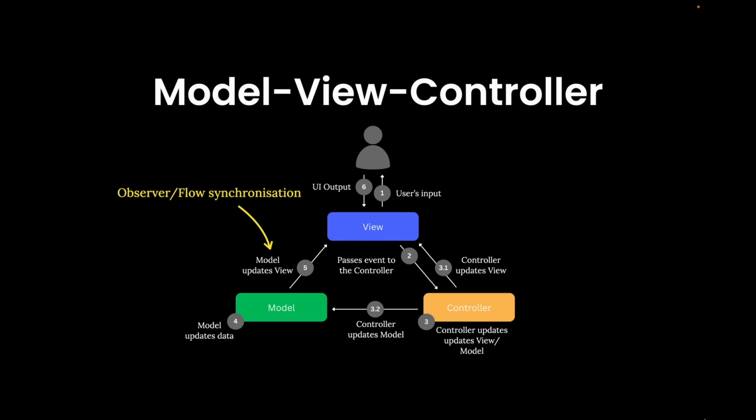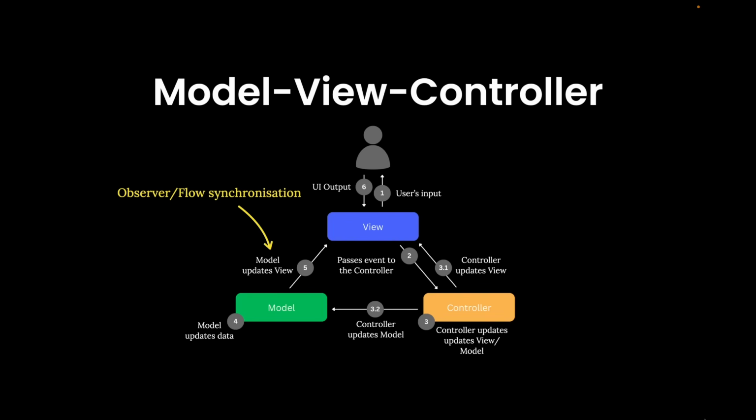Step 5. Here's where things get interesting. Both the controller and model can update the view. The question is, how does the model communicate changes to the view? There are two common approaches. The first one is the observer pattern. The view subscribes to updates from the model and reacts automatically. The second is flow synchronization. The view explicitly asks the model for updates when needed.